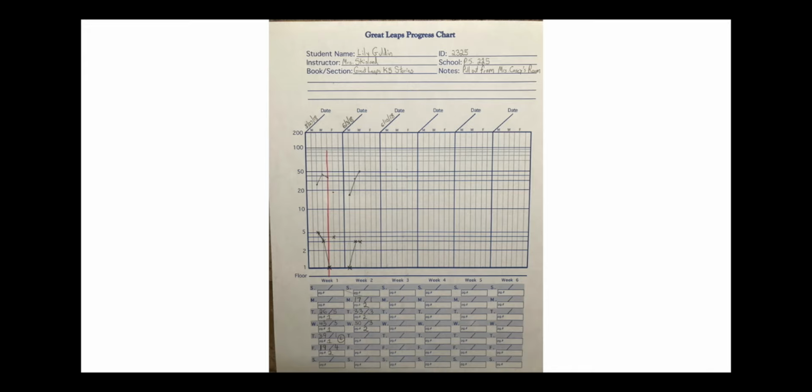Wednesday rolls around and Lily read 50 words, which goes right on the 50 line, but she had 3 errors. We're still having to work hard to get those errors down to the 2 or fewer she needs to get the leap.